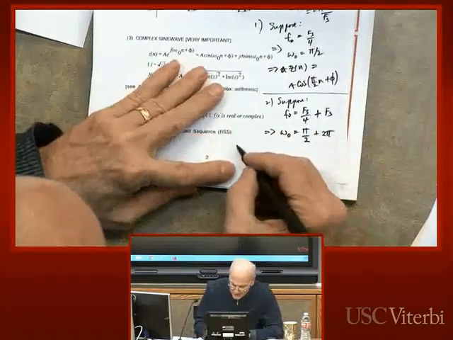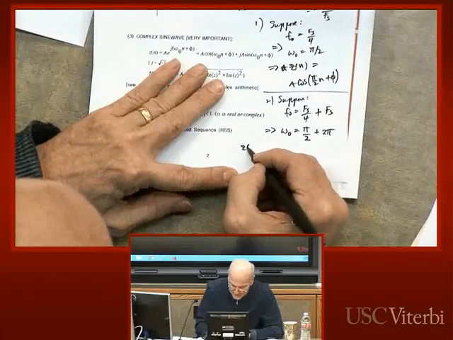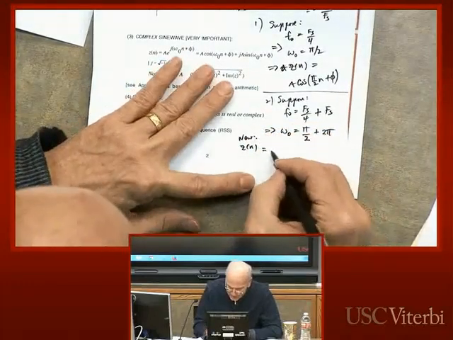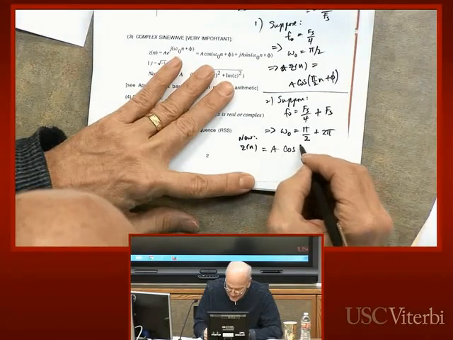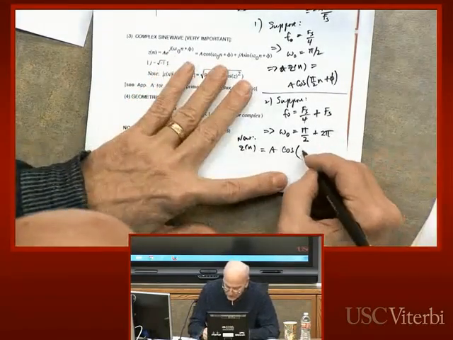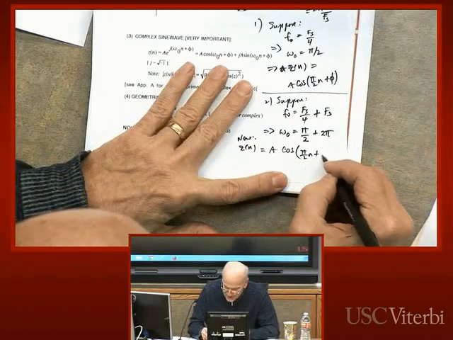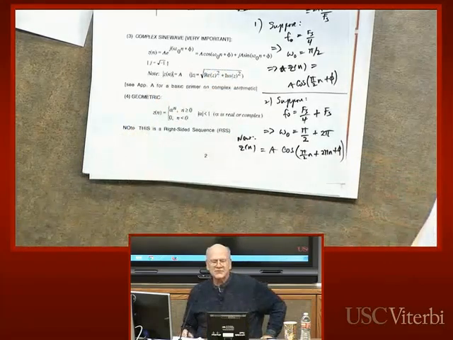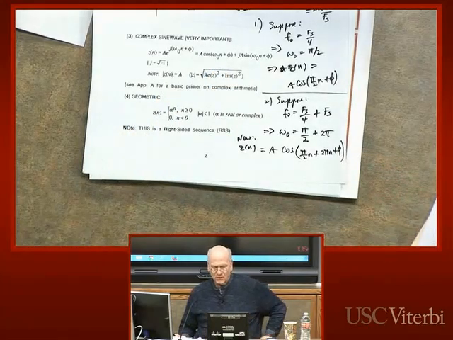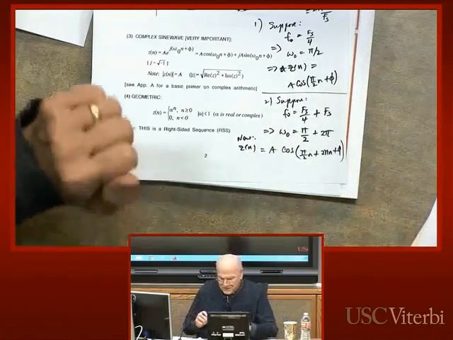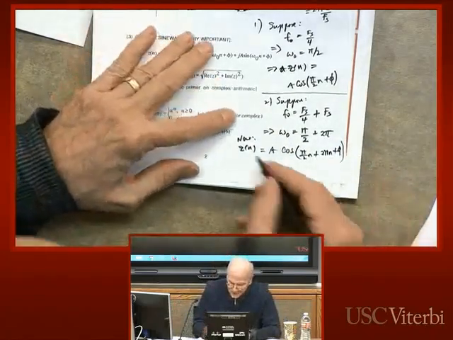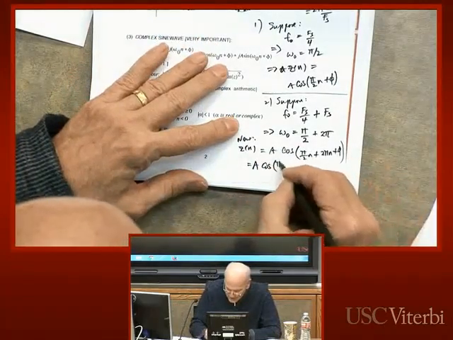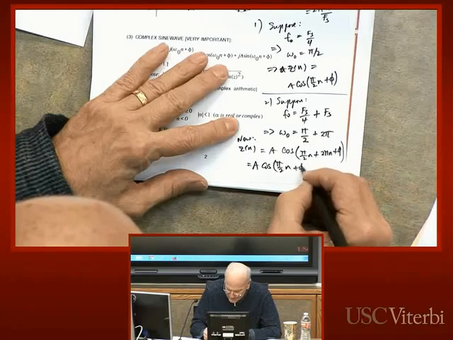Now let's take a look. z of n is equal to A cosine of pi over 2 n plus 2 pi n plus phi. Okay? It's a different sine wave. Well, yes and no. I mean, it looks different. But it turns out, remember, the sine waves are periodic in 2 pi. It's just equal to our original friend that we came up with first, A cosine of pi over 2 n plus phi.